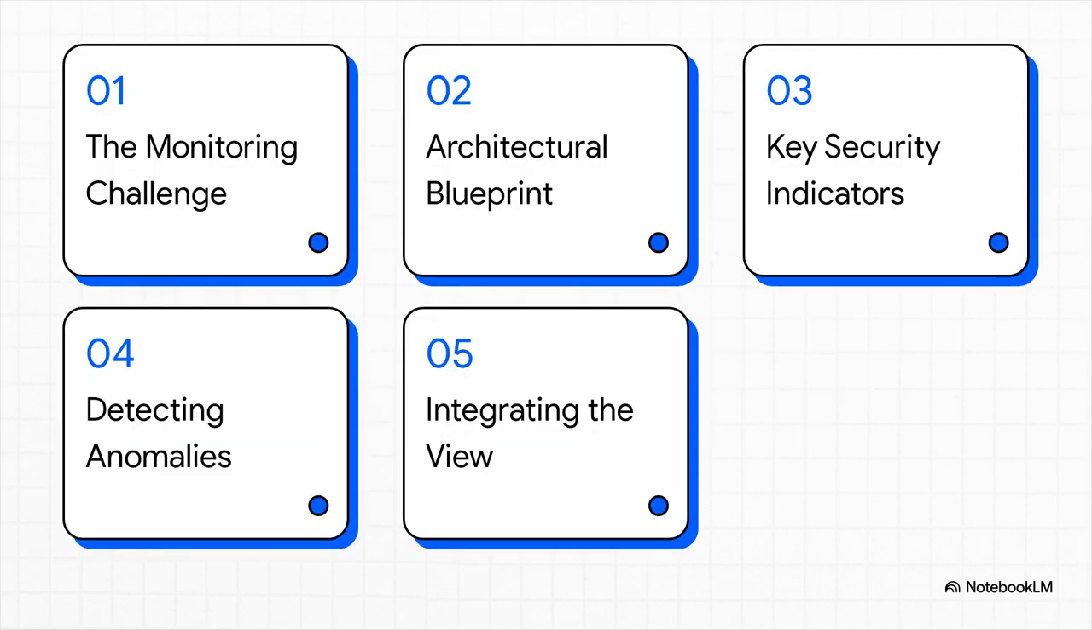To really get our heads around this, here's our game plan. First, we'll talk about why monitoring AI is such a unique challenge. Then we'll lay out an architectural blueprint to get that visibility. After that, we'll dig into the key security indicators, what really matters. Then we'll look at how we spot anomalies, and finally, how we pull it all together into one integrated view.